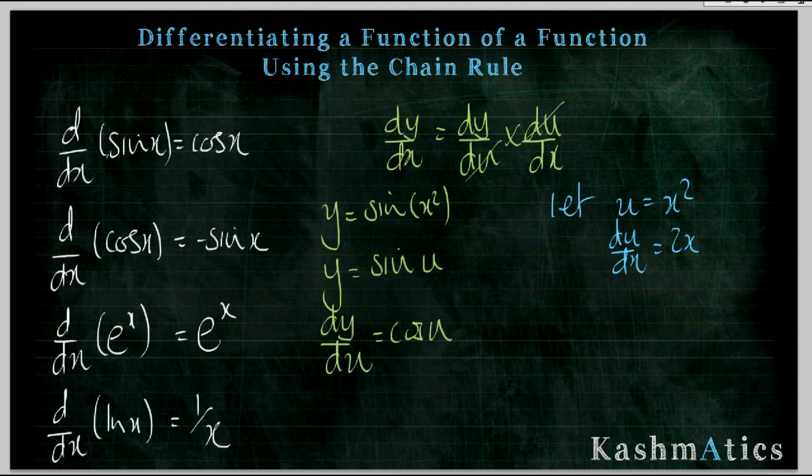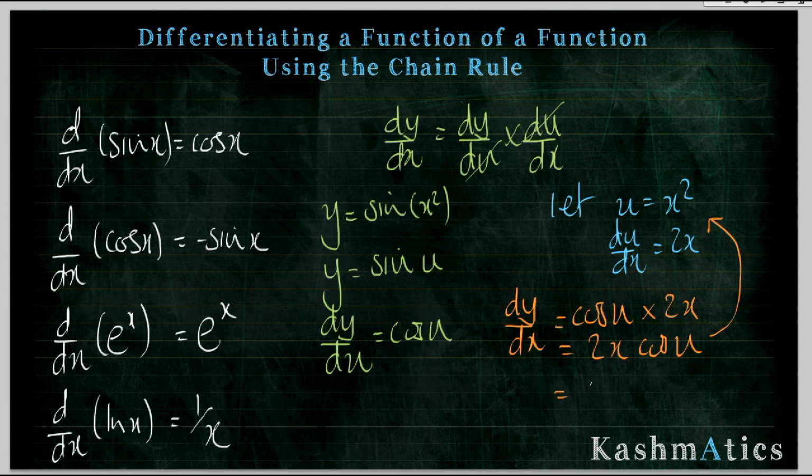Right, so what I've got here is just this derivative being applied. From here I've got everything I need to actually differentiate this. So let's put it in a different color. dy by dx is equal to dy by du, which is cos u, times by du by dx, which is 2x. So that is 2x cos u. But we need to write it back in its original terms, which is in terms of x. So because u is equal to x squared, this becomes 2x cos of x squared, and I'll put that in brackets to make it clear.